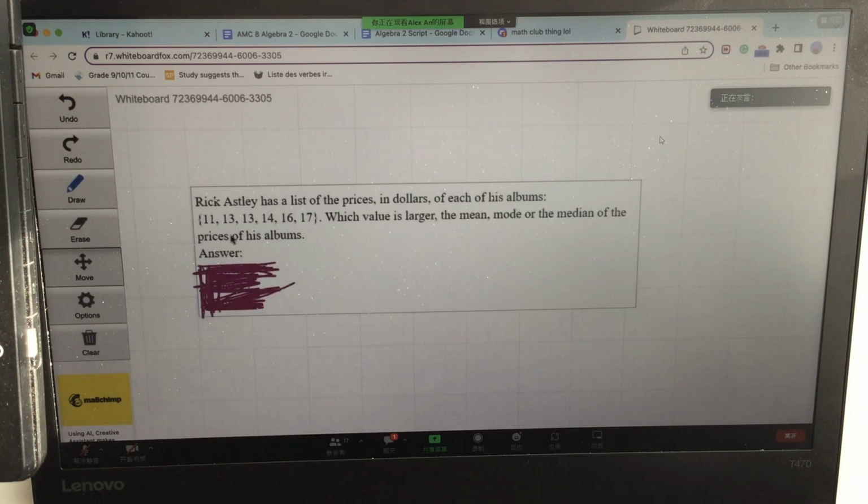Like I was saying, his 6 albums cost $11, $13, $13, $14, $15, $16, sorry, and $17. And it's asking which value is larger, the mean, mode, or median of these numbers. I'll give you a minute to think about it.